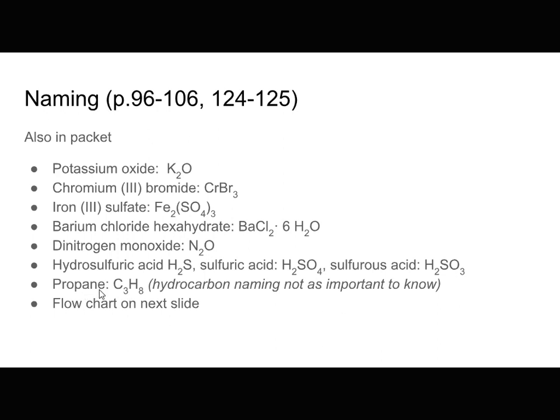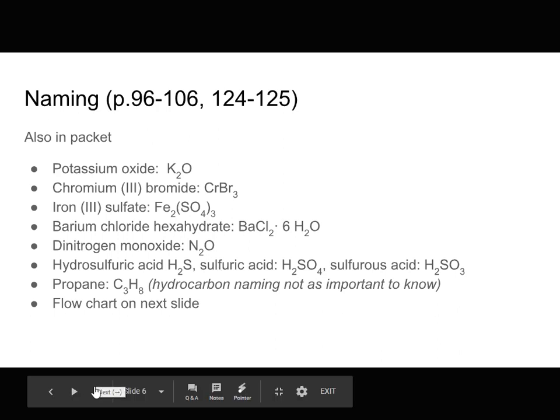If it ends in ane, that means it's all single bonded. So I have 3 carbons single bonded to each other, and then hydrogens would fill in the rest of the molecule, which would mean there's 8 hydrogens there. Again, I'm not going to do much in the way of hydrocarbon naming, but it is on your packet for you to be familiar with. And like I said before, the acid naming is probably the one that's a little bit more important.